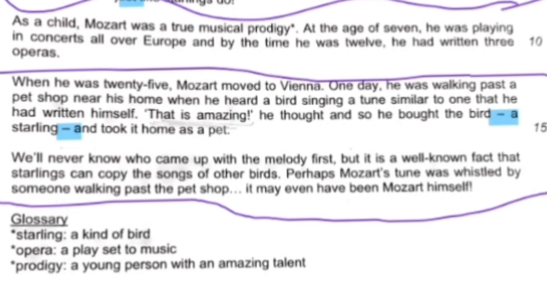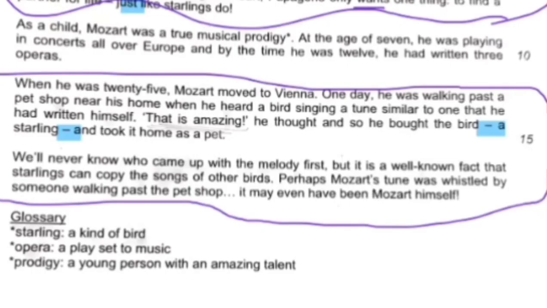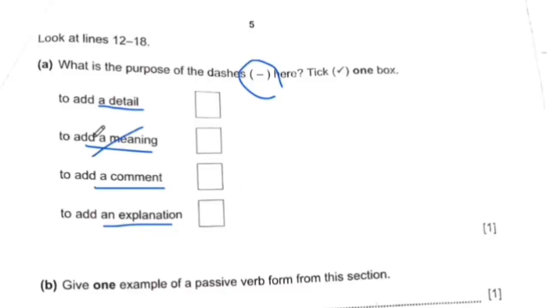Why do we use it? Let's get back. Details, add meaning, comment, explanation. Let's check. Let's read. He thought, and so he took the bird, a starling, home as a pet. So he wrote the name of the bird between the two dashes. He was talking about the bird. So in this case, what is he doing? Is he giving us a meaning? No, it has nothing to do with meaning because he gives us the name of the bird. Comment? No. Explanation? Not even close. So the answer will be to add detail. I give you more details when I mention the name of the bird. So it will be option one, detail.